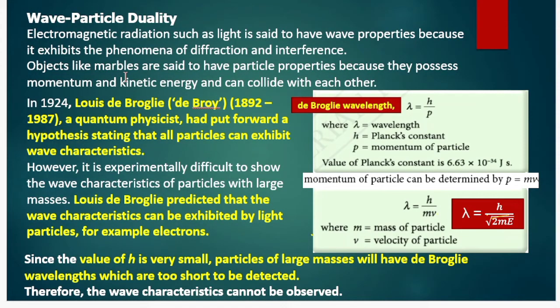Wave-particle duality. Electromagnetic radiation such as light is said to have wave properties because it exhibits the phenomena of diffraction and interference, which are wave properties. Objects like marbles are said to have particle properties because they possess momentum and kinetic energy and can collide with each other. In 1924, Louis de Broglie, a quantum physicist, put forward a hypothesis stating that all particles can exhibit wave characteristics.